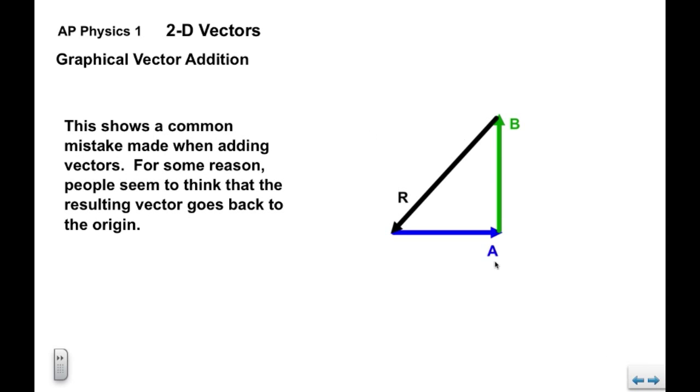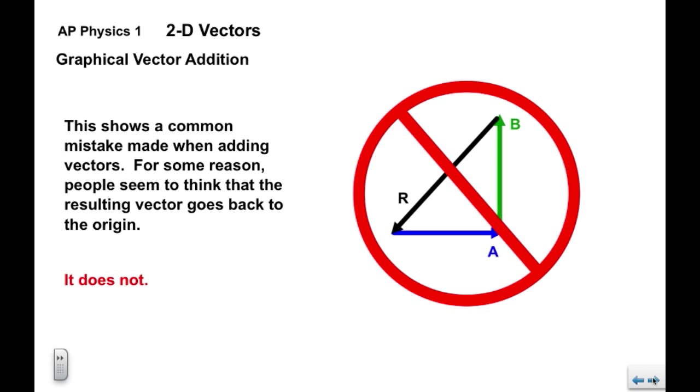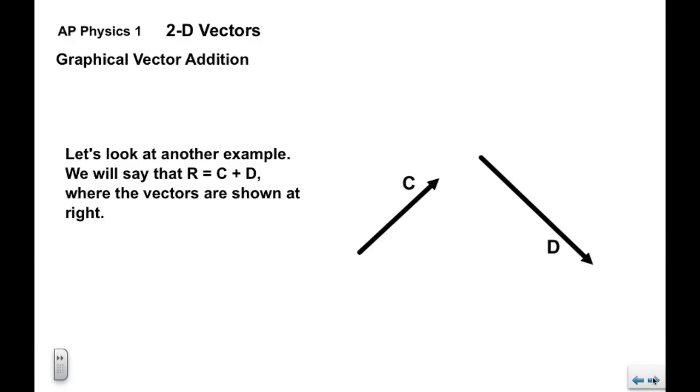What you see here is a common mistake people make when they add vectors. For some reason they do A and then B, and then they think R goes back to the origin from the end of B. It does not. So this is not what vector addition looks like.